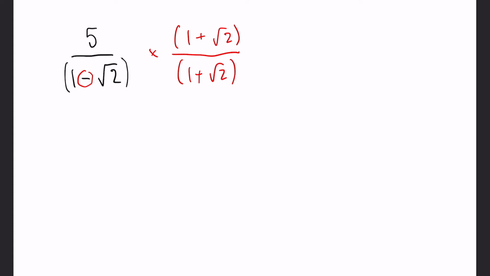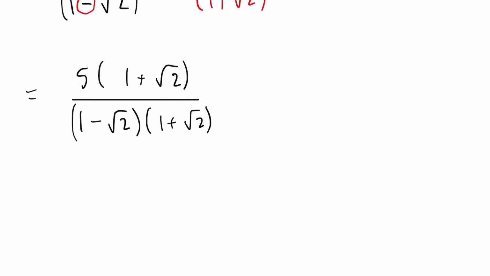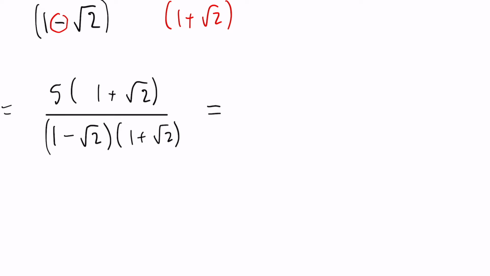Now this solution actually just requires a bit of expanding double brackets. So if you aren't confident on that, I will release a video on it in the near future. So 5 bracket 1 plus root 2 over 1 minus the square root of 2 and 1 plus the square root of 2. So our top part of the fraction, our numerator, we can expand out with a single bracket, which is often a lot easier using our claw method. So 5 times 1 gives us 5, and 5 times root 2 is simply 5 root 2.